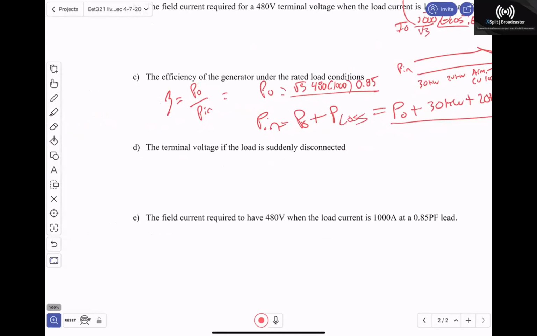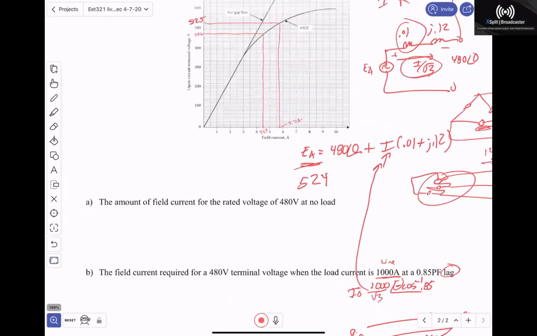What's the terminal voltage if the load is suddenly disconnected? What does the terminal voltage go to? Would it be 480? Well, the question is, did I adjust the field current here? If the load is suddenly disconnected, have I changed this at all? No, so it'd still be the 524, or 525, exactly. Because the field current hasn't had a chance to adjust, it stays at 525 or 524.